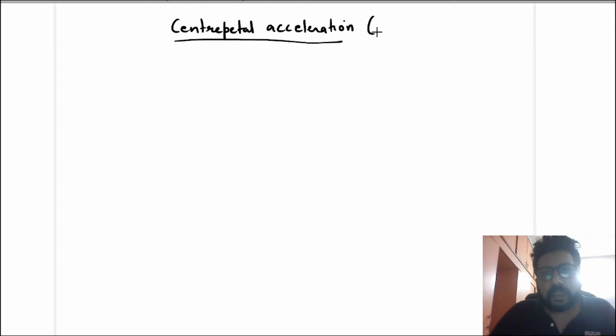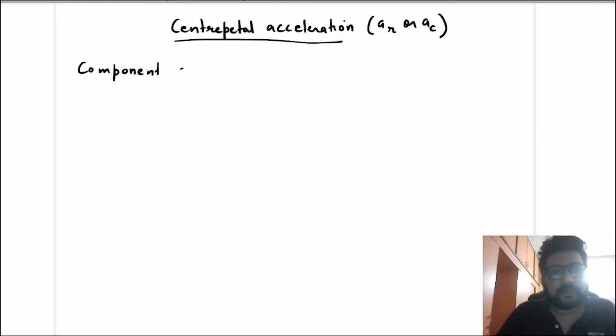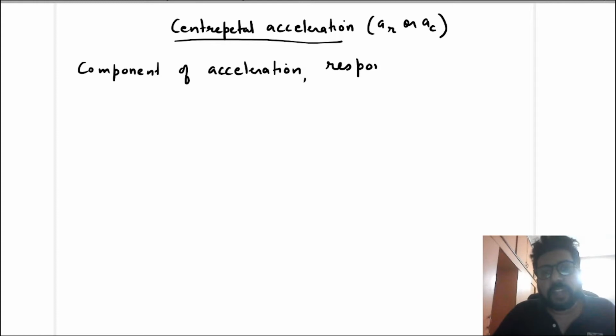Then what is centripetal acceleration? It is a_r or a_c, or radial acceleration. Centripetal acceleration is also called the radial acceleration. This is the component of acceleration responsible for change in direction.